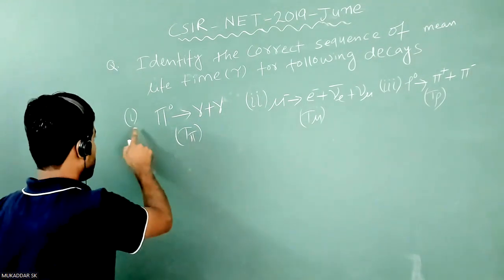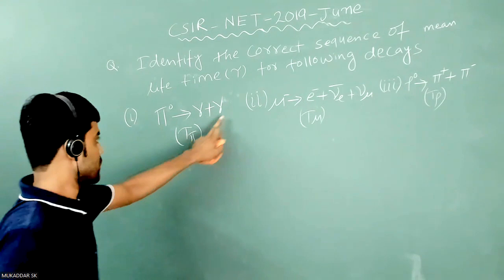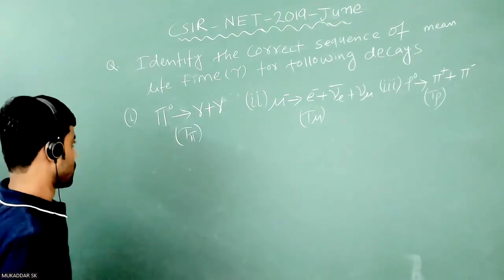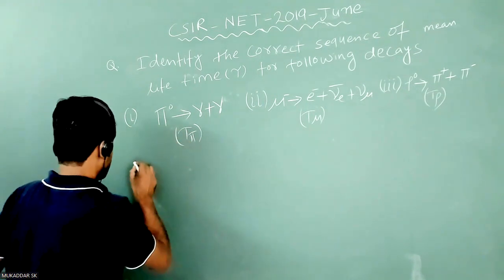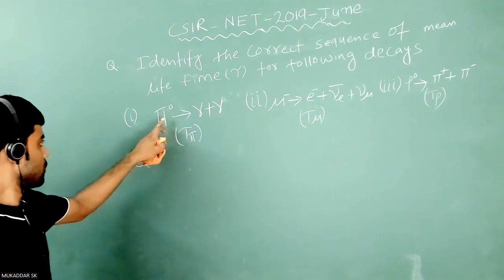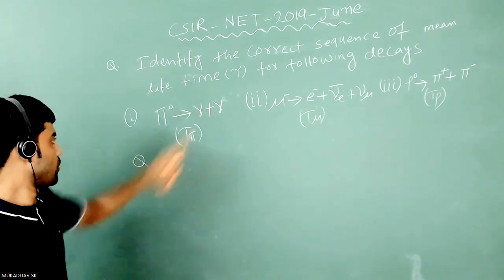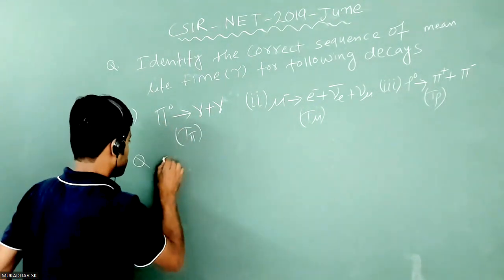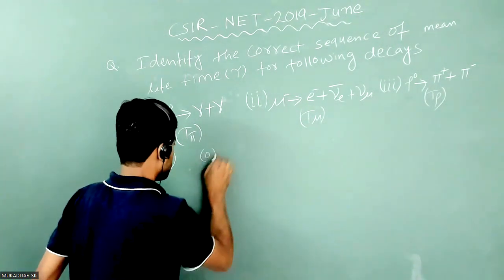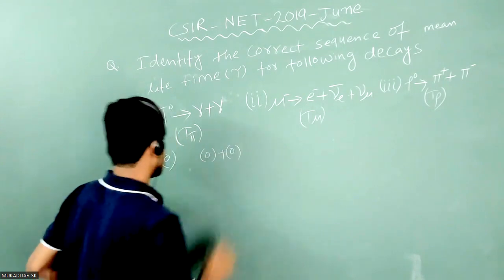So for the first decay, pi 0 goes to gamma plus gamma. Its mean lifetime is T pi. So let us check that interaction. Let us check charge conservation. For pi 0, charge is 0. On the right hand side, you have gamma, again that number will be 0. It means charge is conserved here.